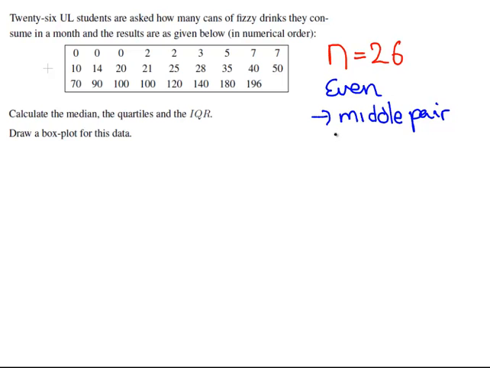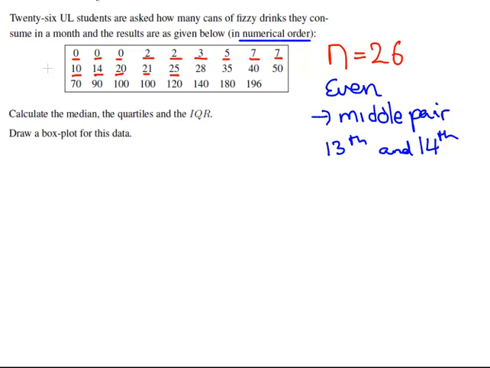Now the middle pair of values is the 13th and 14th element in the data set. So let's go through this here in ascending order. By the way, just a remark, it's the 13th and 14th values as long as it's in ascending order. If it's not in ascending order, you have to put it in ascending order. Anyway, 1, 2, 3, 4, 5, 6, 7, 8, 9, 10, 11, 12, 13, and 14.